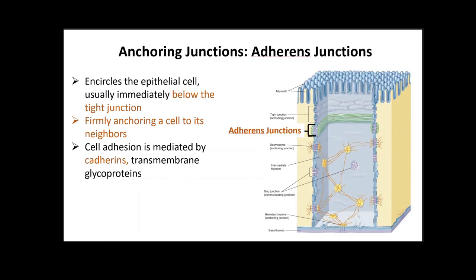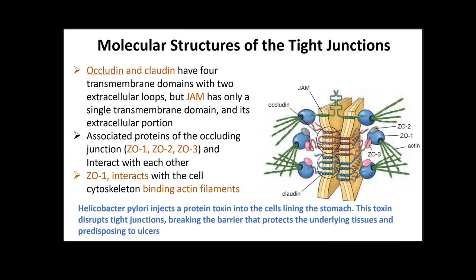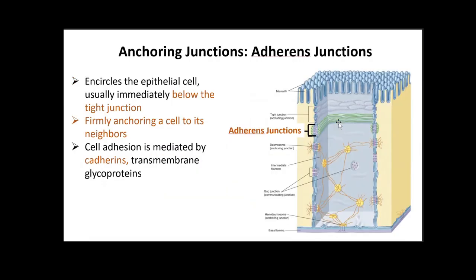So the other type is called the adherent junction. This is the junction that's underneath the tight junction. Can you please go back one slide? Here is the plasma membrane, with one cell, this intracellular space. This is transmembrane. So this is extracellular and this is intracellular.